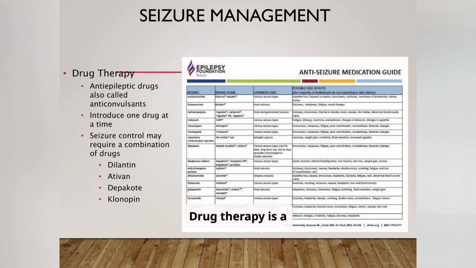Drug therapy is a cornerstone of seizure management. Antiepileptic drugs, also known as anticonvulsants, are typically introduced one at a time. Seizure control may require a combination of drugs, such as Dilantin, Ativan, Depakote, and Klonopin.